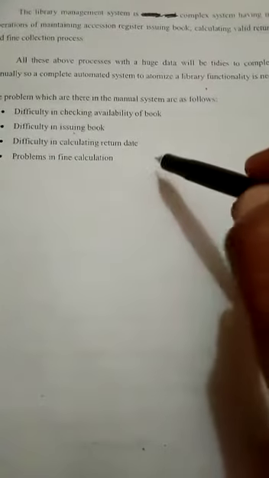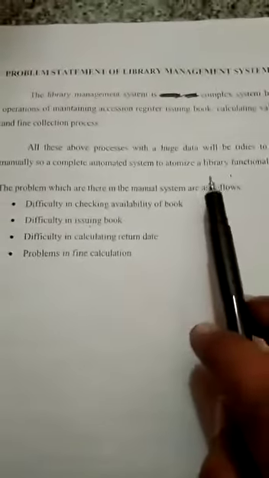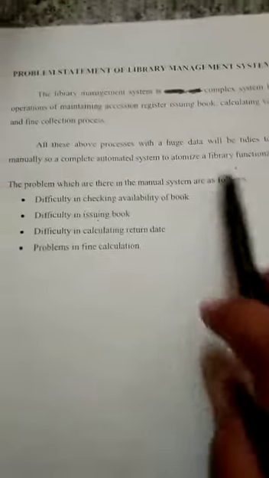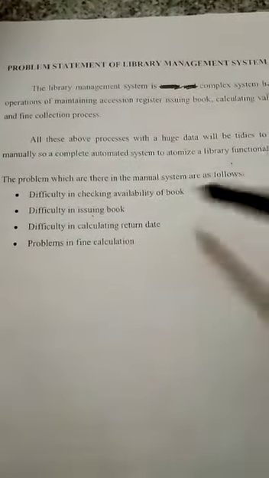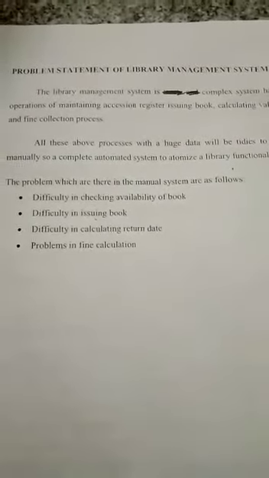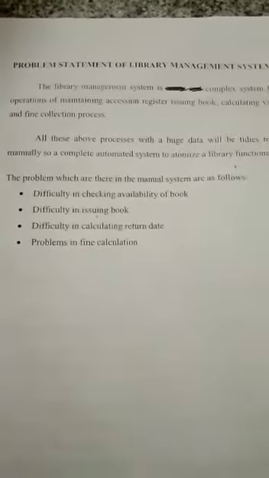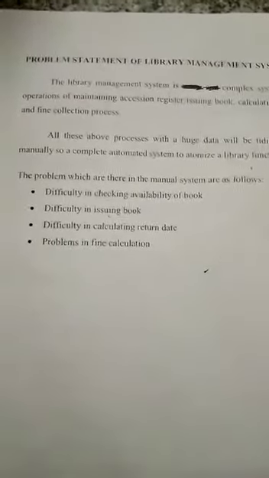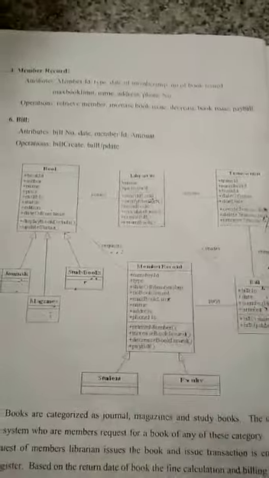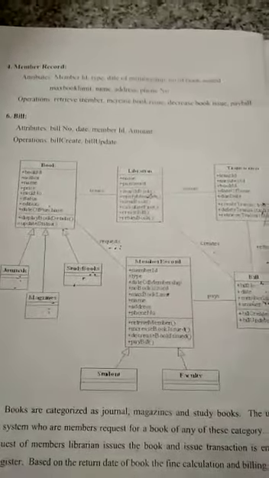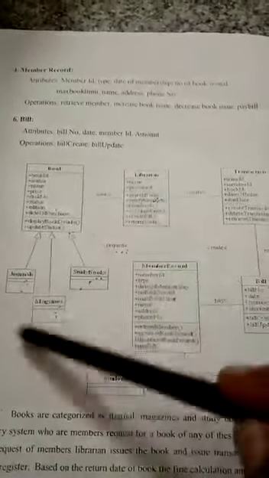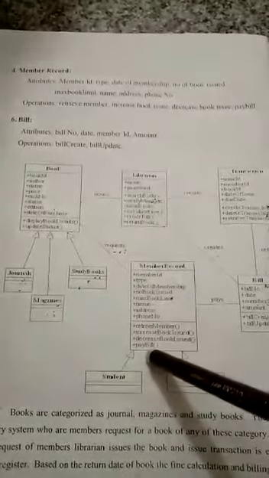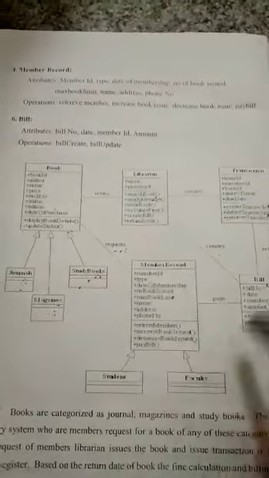Before it was manual, so to overcome that we use an automated system, and we can overcome all these problems in the library management system. So this is the class diagram for the library management system. This contains classes, child classes, associations, and generalization. Yes, okay, thank you.